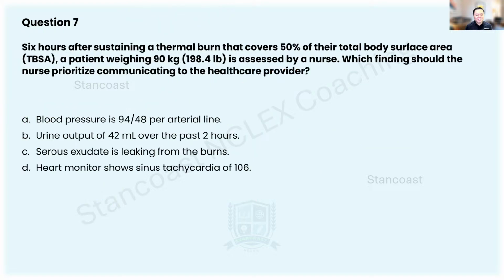All righty, let's tackle number 7. Six hours after sustaining a thermal burn that covers 50% of their total body surface area, a patient weighing 90 kilograms is assessed by a nurse. Which finding should the nurse prioritize communicating to the healthcare provider? Is it A, blood pressure is 94/48 per arterial line? B, urine output of 42 mL over the past 2 hours? C, serous exudate is leaking from the burns? D, heart monitor shows sinus tachycardia of 106.